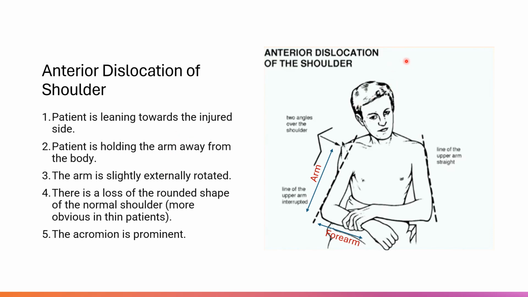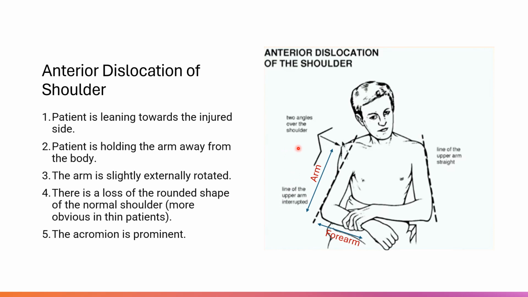Anterior dislocation of shoulder. The patient is leaning towards the injured side. The patient is holding the arm away from the body. The arm is slightly externally rotated. There is a loss of the rounded shape of the normal shoulder, more obvious in thin patients. The acromion is prominent.